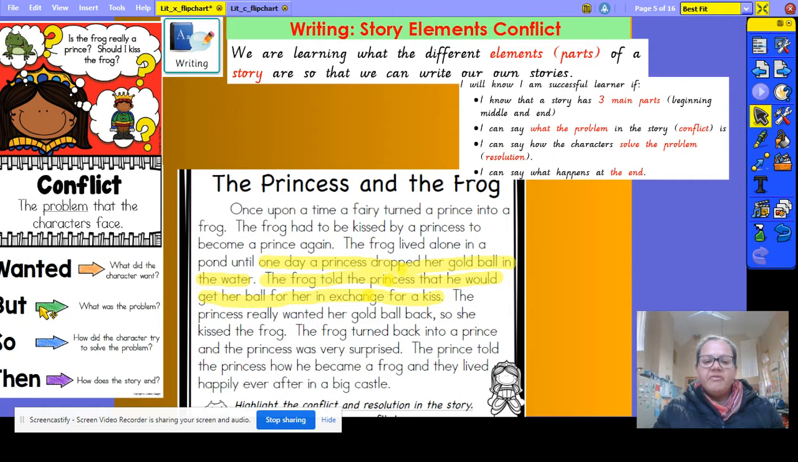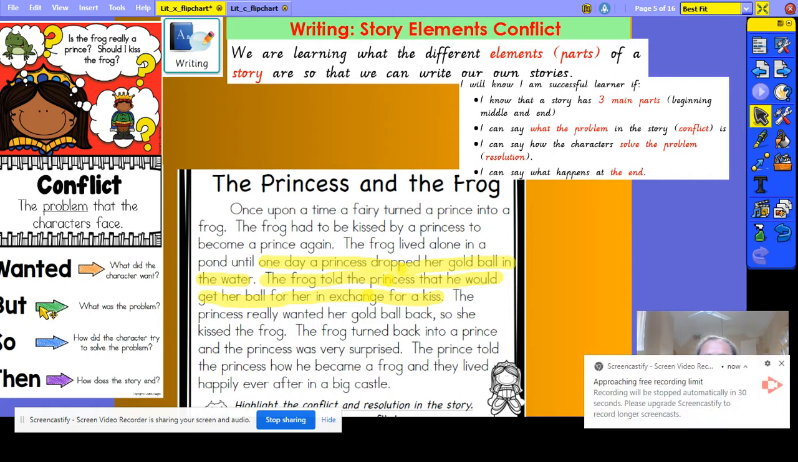Have fun with finding the conflict in your stories, and when you've done that, also go and find a book of your own on your bookshelf and see if you can find the conflict in that book. Remember, the conflict is the problem the character had. What is the problem?